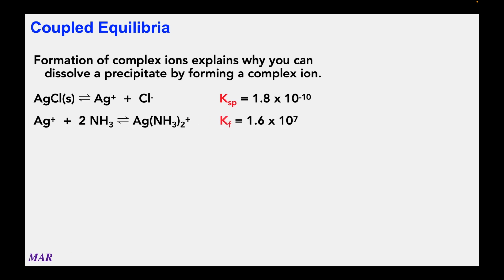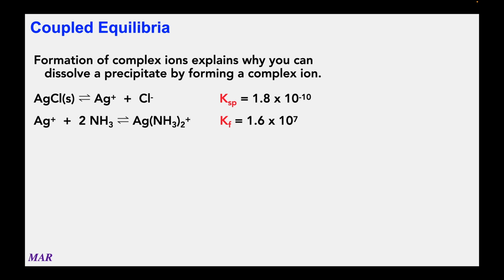Now, this KF value, 1.6 times 10 to the 7th, you can add them together, silver plus 2 ammonias making the complex ion, as well as the KSP expression. And I bet you can maybe see where we're going here. We're going to add these two expressions together. We're going to ditch the silver.